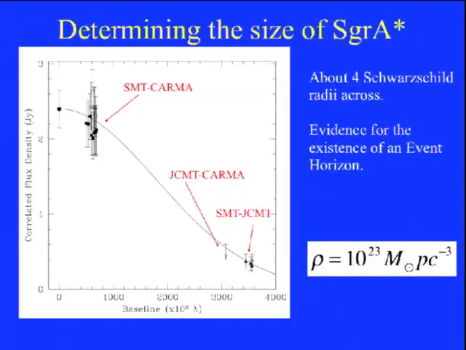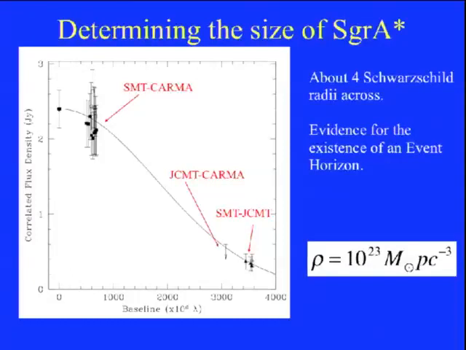And it turns out the size is 4 Schwarzschild radii across. That's pretty exciting and interesting when you think about it. You're measuring something that's only a few Schwarzschild radii across. And the density is now about 10 to the 23rd solar masses per cubic parsec. When you pack all those 4 million solar masses into that volume, it's incredibly dense.